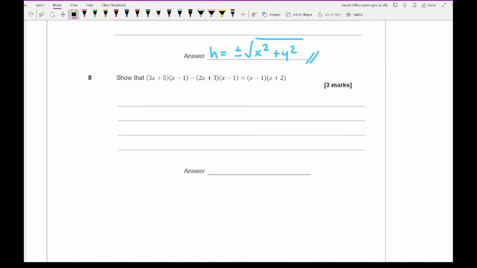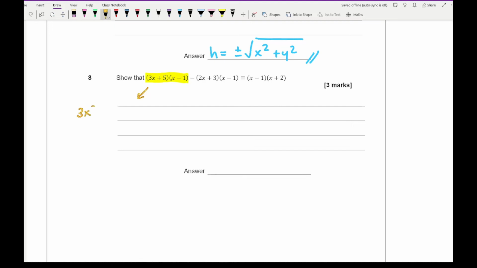Then moving on to our final question, it says show that 3x plus 5 multiplied by x minus 1, take away 2x plus 3 multiplied by x minus 1, equals the same as x minus 1 multiplied by x plus 2. So there's going to be a lot of expanding that we need to do here. Let's first of all color code this. Looking at this first, let's expand those two brackets out.